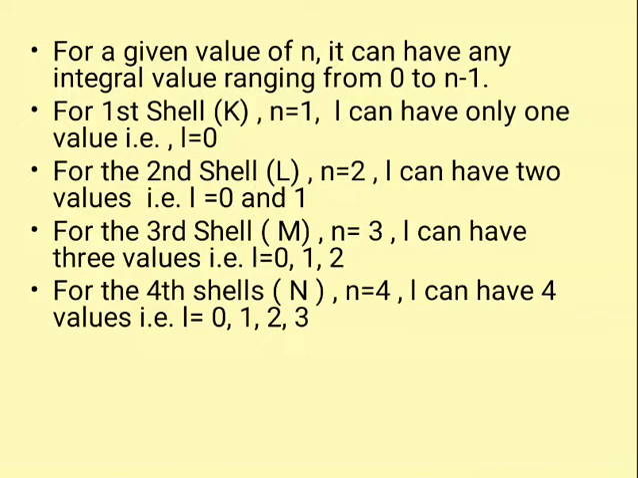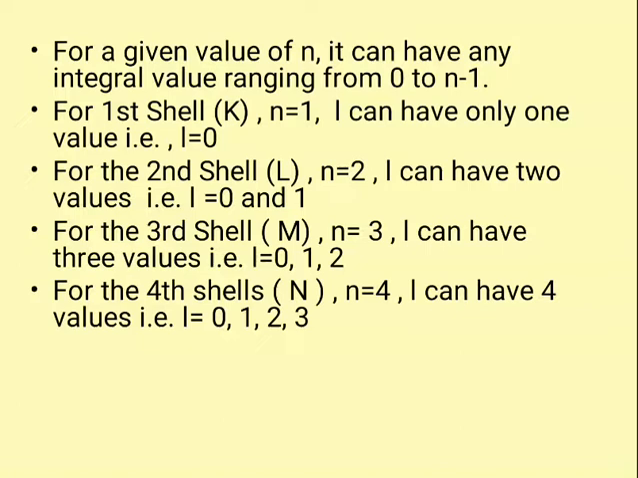Put n equals 3, meaning the third shell. The values will range from 0 to n minus 1, that is 0, 1, 2, but 3 is not possible because the highest value is n minus 1, 3 minus 1, that is 2. So 3 values are possible: 0, 1, 2.